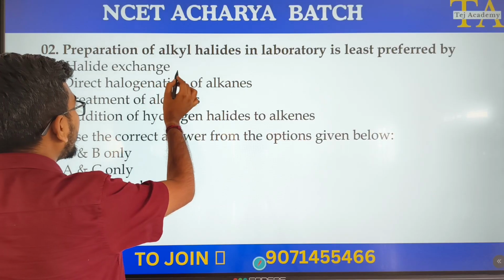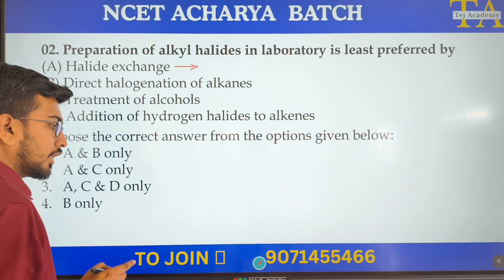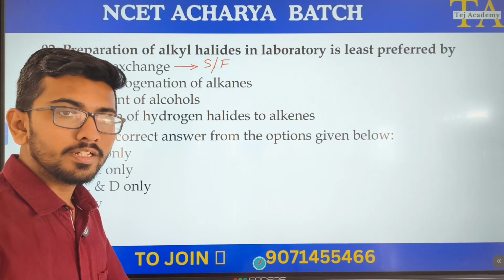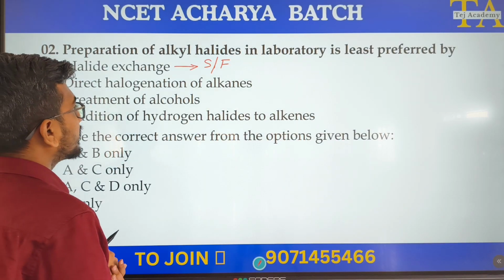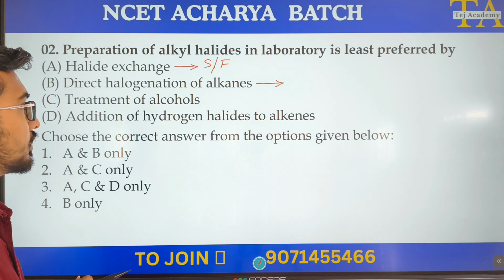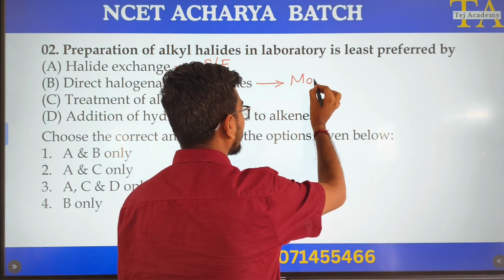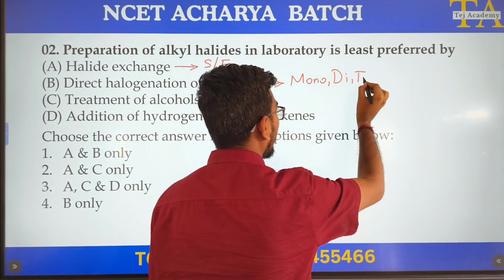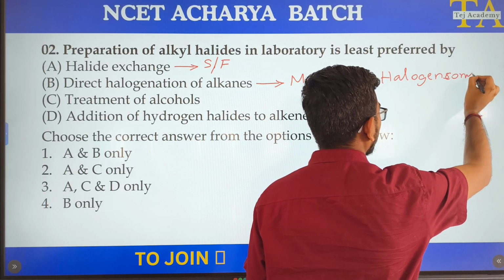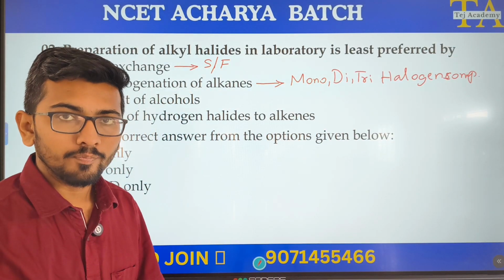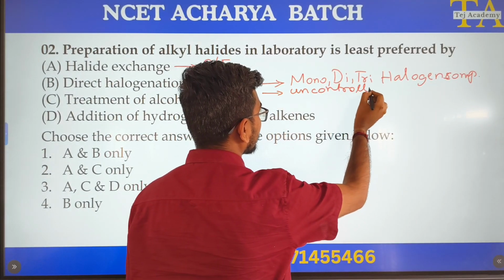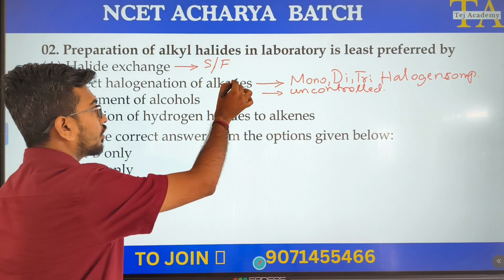So first option, you see halide exchange. We know that for this halide exchange method we have two named reactions, one is Swarts and another one is Finkelstein reaction. So it gives specific halides, and we can easily prepare them in the lab. Second one, direct halogenation of alkanes. While preparing, direct halogenation of alkanes will give products in the form of mono, di, trihalogen compounds, a mixture of all of them. So this method of preparation is uncontrollable. So the second option is not preferred.